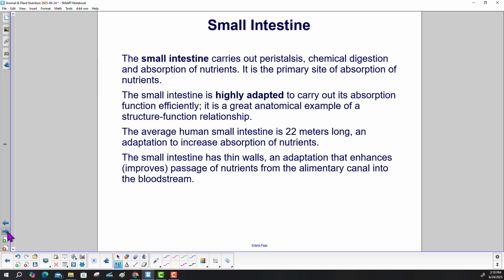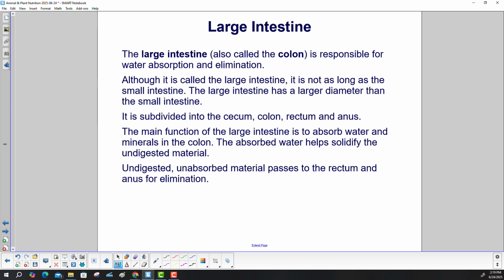The large intestine, also called the colon, is responsible for water absorption and elimination. Although it is called the large intestine, it is not as long as the small intestine. However, the large intestine has a larger diameter than the small intestine. It is subdivided into the cecum, colon, rectum, and anus. The main function of the large intestine is to absorb water and minerals in the colon. The absorbed water helps solidify the undigested material. Undigested, unabsorbed material passes to the rectum and anus for elimination.